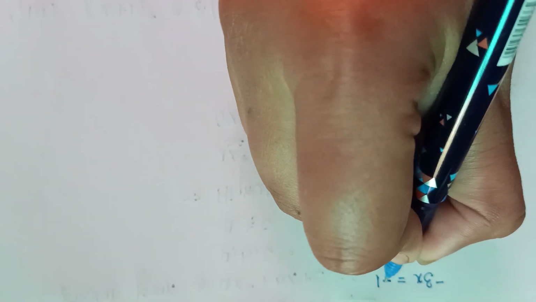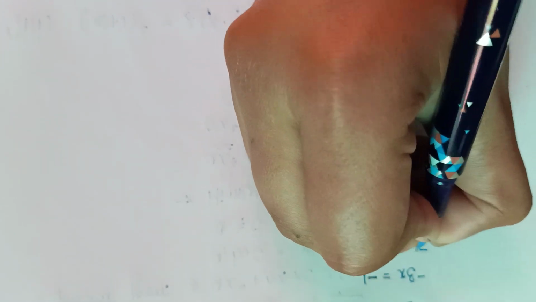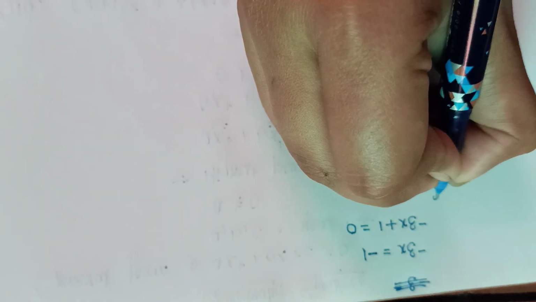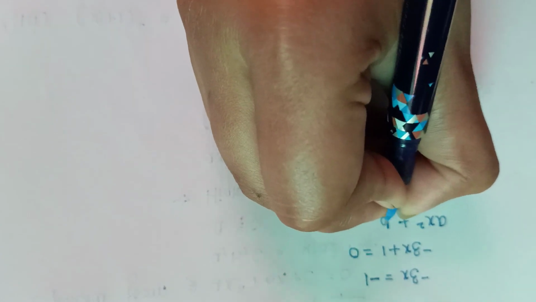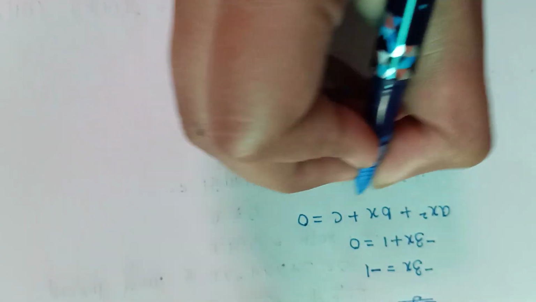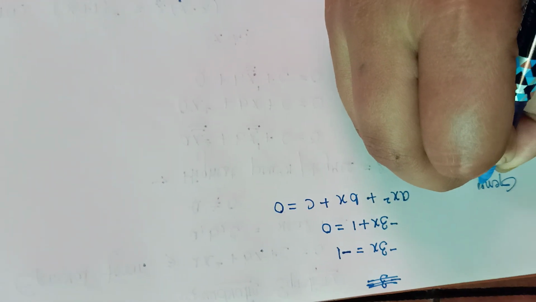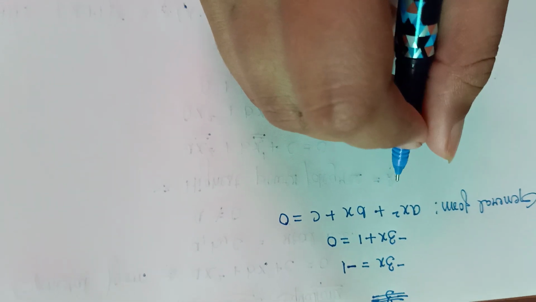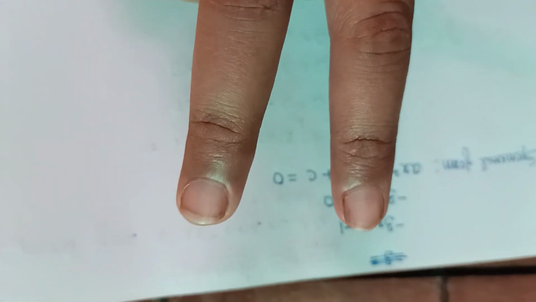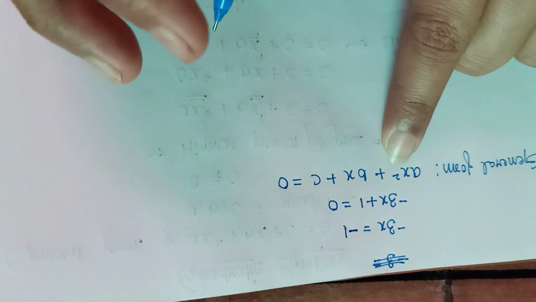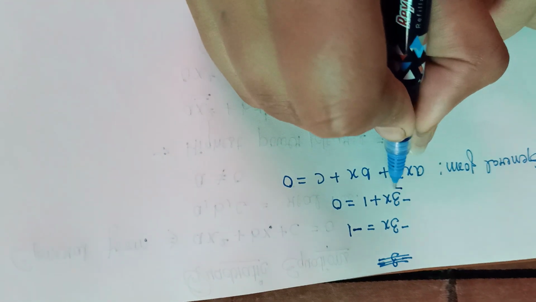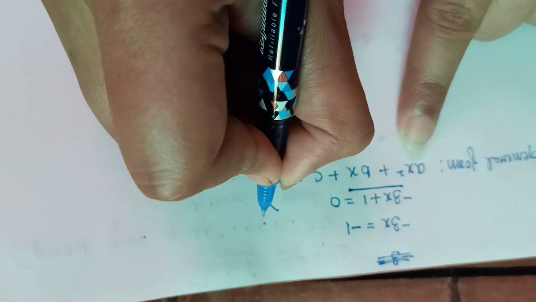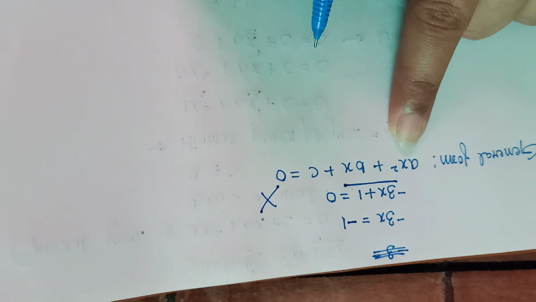Now we are going to shift that minus sign to the left hand side. Then we will get minus 3x plus 1 equals to 0. Now we are going to compare this equation with the general form of the quadratic equation, which is ax square plus bx plus c is equals to 0. General form. Here we know that for the quadratic equation, it should fulfill the two things. First one is the highest power should be 2. Here highest power is not 2. It means that it is not the quadratic equation.